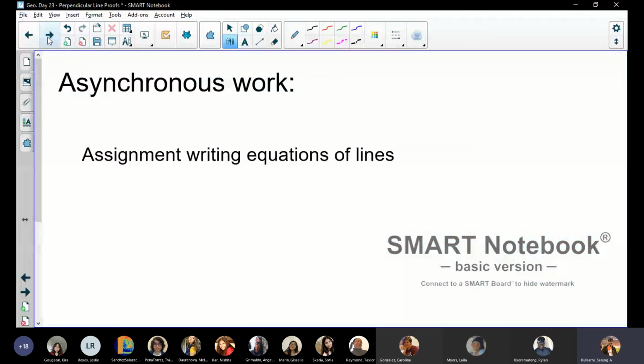Okay, I think that's it for today. For asynchronous time, I want you all to log into Hub and complete the assignment which is there, writing equations of lines. By tomorrow you should be able to see the answer keys for the other assignments as well. You also have the review, so go over the review. In the next class, I am planning to give you a test on this particular unit. You have the rest of the time to work asynchronously on this assignment.